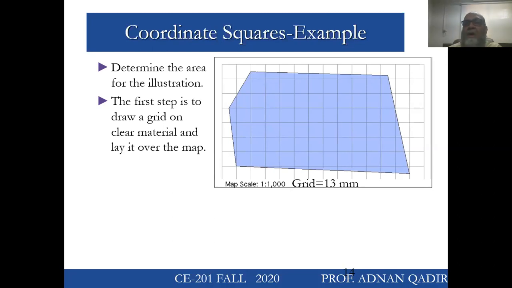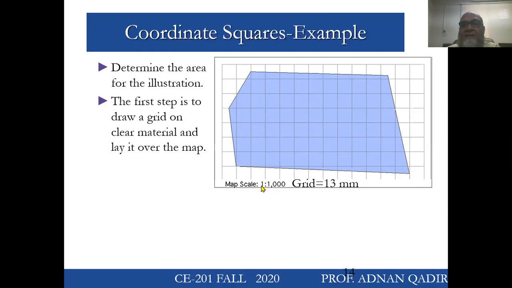Listen to me and just try to understand what I'm saying. For instance, the length is 13 millimeter on the paper. So what is the length? Actually, we say 1 millimeter represents 1000 millimeter on the ground. Or what we can say, 1000 millimeter, it represents 1.